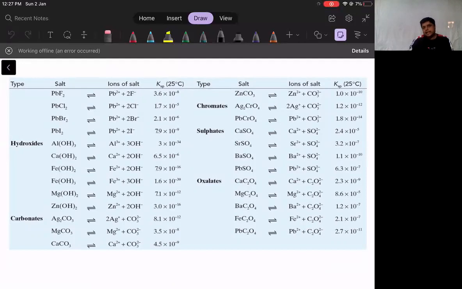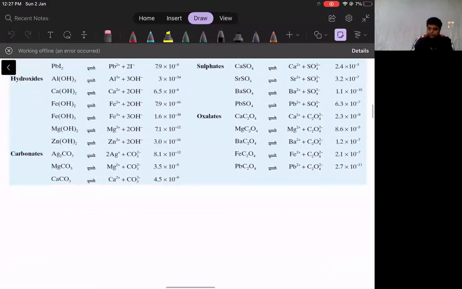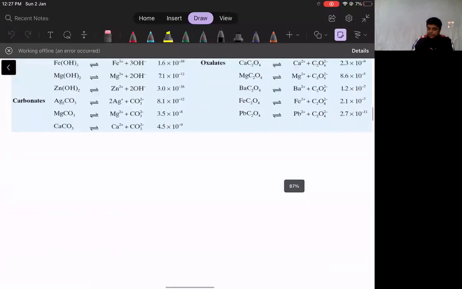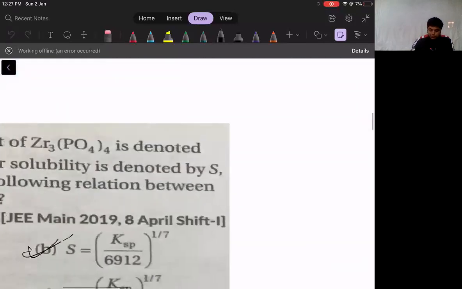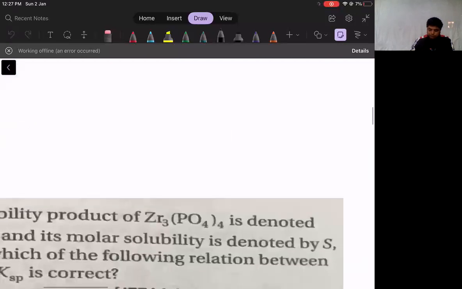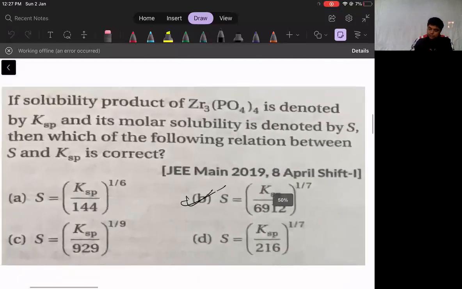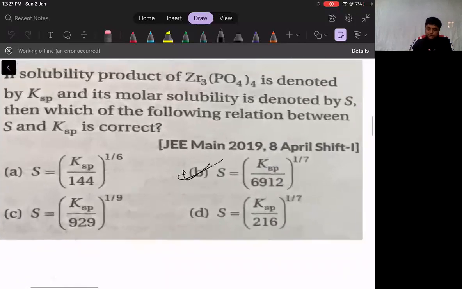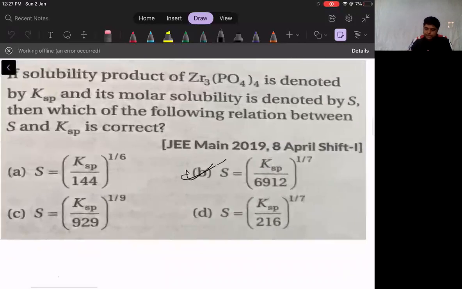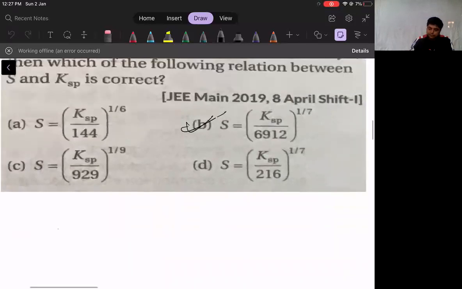So how are the questions asked from this solubility product? For illustration, I am taking a case here. This is a question which has been asked in JEE. So this is our question. The question reads: if the solubility product of Zr3(PO4)4 is denoted by KSP and its molar solubility is denoted by S, then which of the following relations between S and KSP is correct?